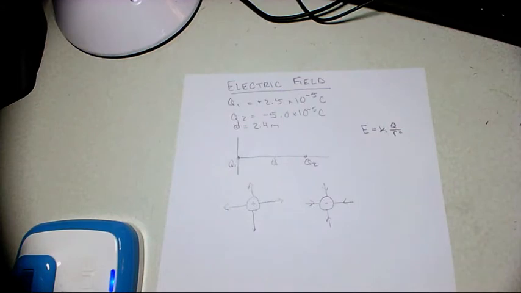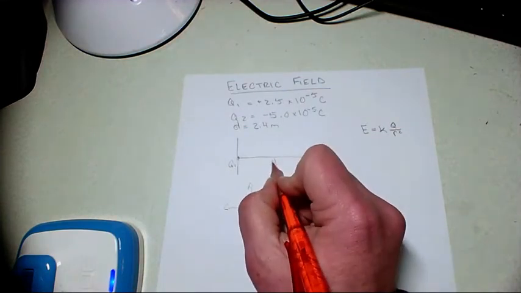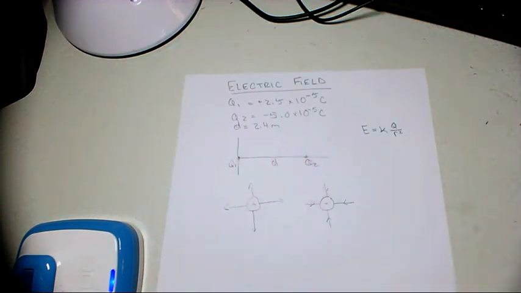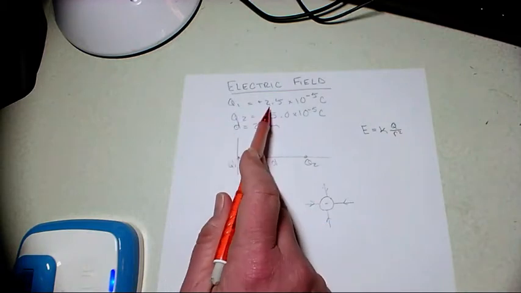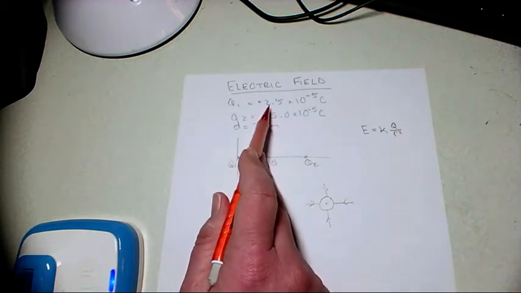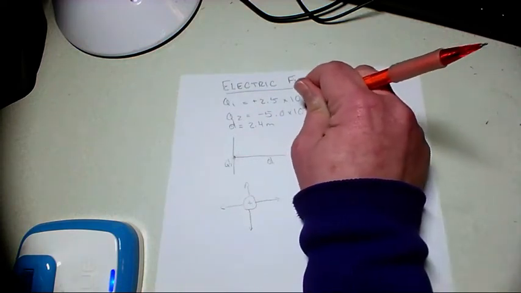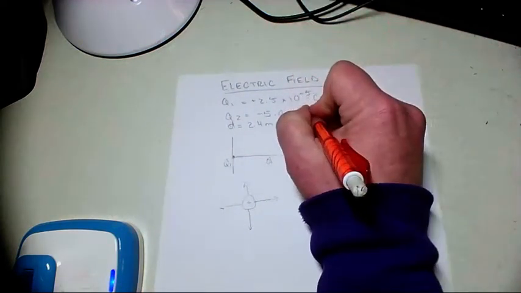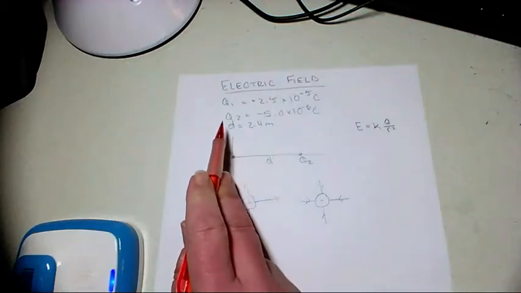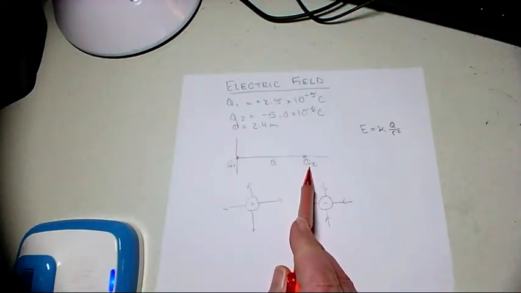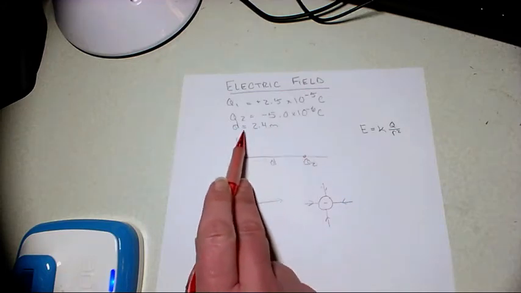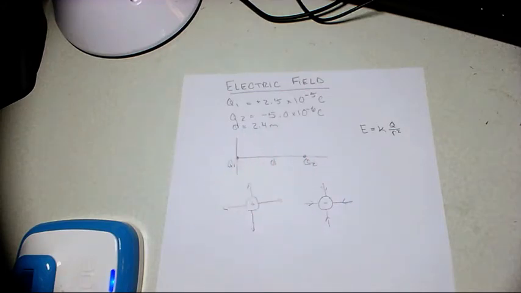Okay. So this question says, I have this Q1 positive 2.5 charge. Oops, I have one of my magnitudes wrong. This should be 10 to the -6. And a negative Q2 10 to the -6 charge over here. And I know that this distance separating them is 2.4. It wants to know, where are they zero?